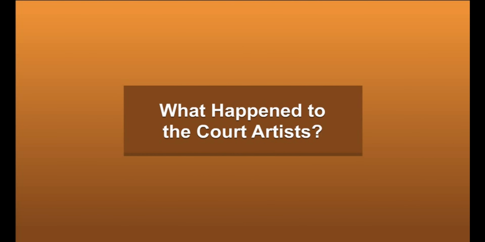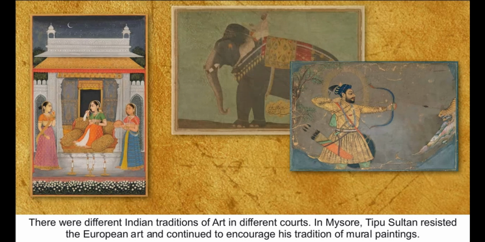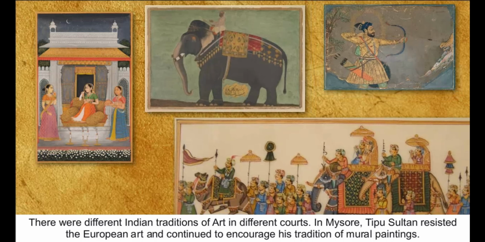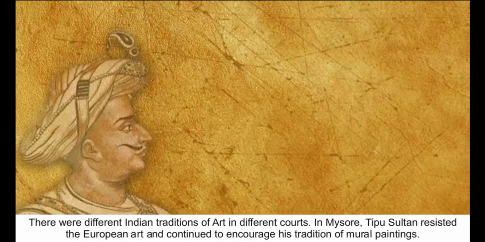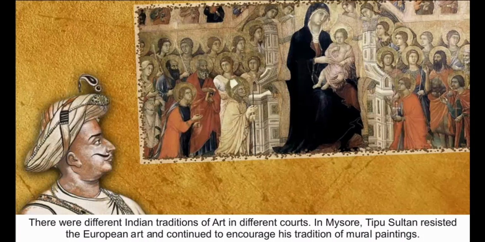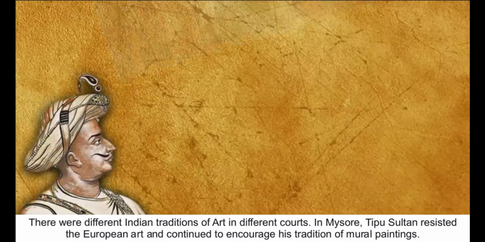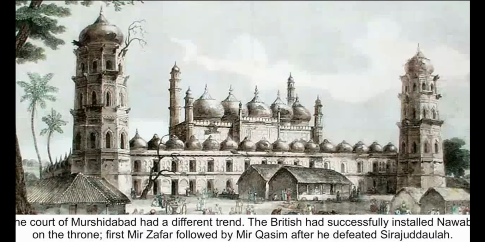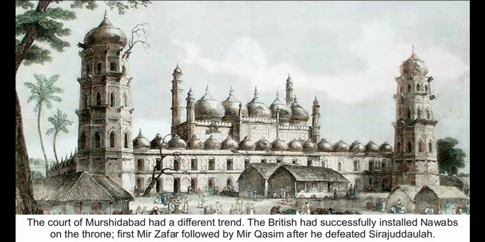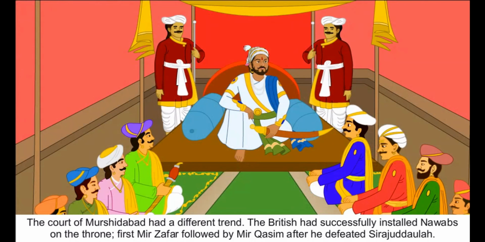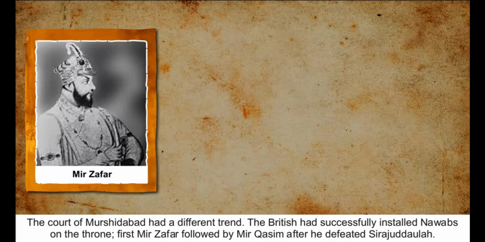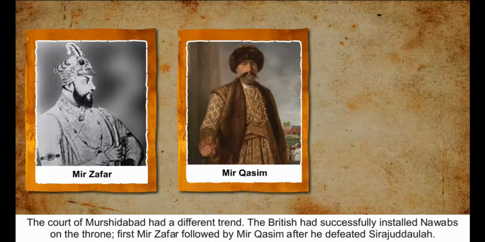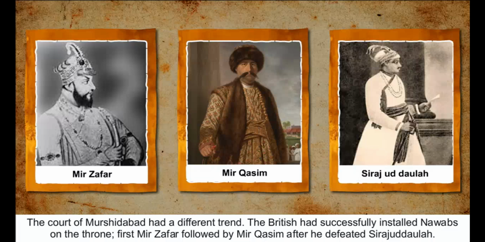What happened to the court artists? There were different Indian traditions of art in different courts. In Mysore, Tipu Sultan resisted the European art and continued to encourage his tradition of mural paintings. The court of Murshidabad had a different trend. The British had successfully installed Nawabs on the throne, first Mir Jafar, followed by Mir Qasim after he defeated Sirajuddaulah.